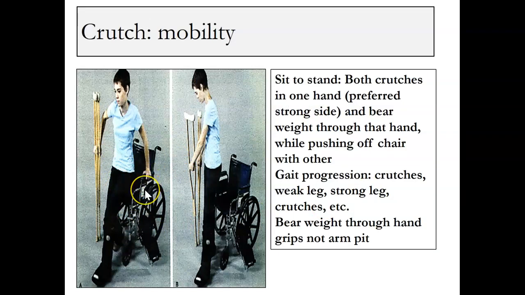Sit to stand, again, this is kind of higher level. I would think originally, especially for older folks, most of the clients we're dealing with, they're going to be standing up first with 2 hands, and then you're going to be handing them the crutches. But as they progress, 1 hand on the wheelchair, 1 hand on the crutches. The gait progression with the crutches, again, weak leg first, strong leg, and then the crutches. And you're bearing weight through the hand grips, not the armpit. That really bears repeating. Bearing weight through the hand grips, these things, not the armpit.